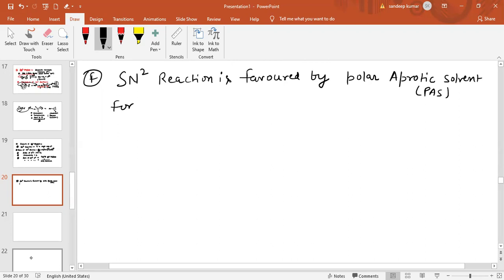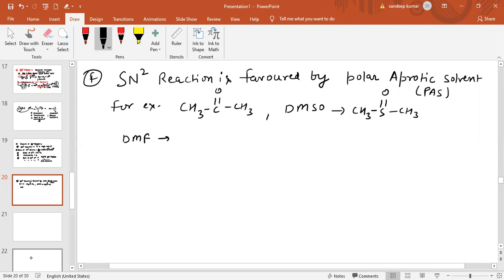For example, acetone, dimethyl sulfoxide. What is dimethyl sulfoxide? CH3, S double bond O, CH3. For example, DMF. What is DMF? This is dimethyl formamide, like this, with CH3, CH3, H, C double bond O. DMF is also a polar aprotic solvent.